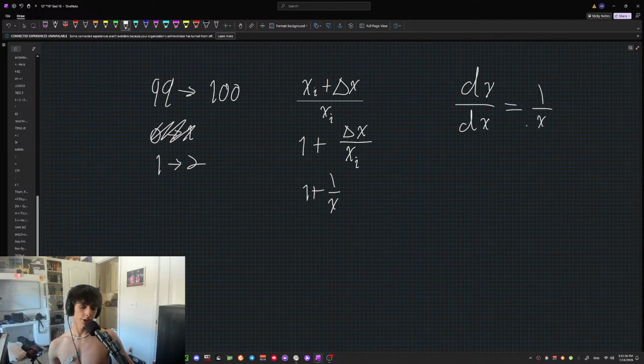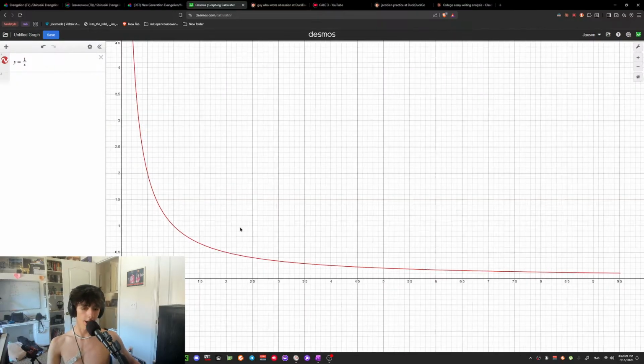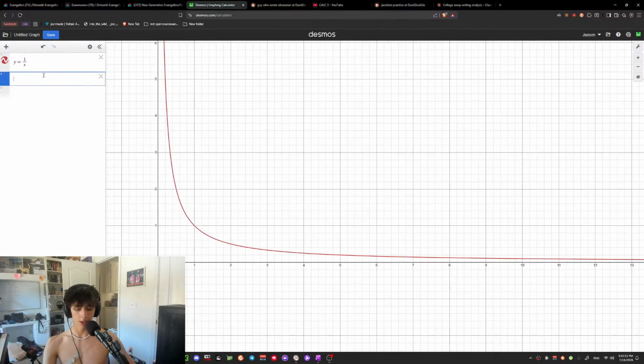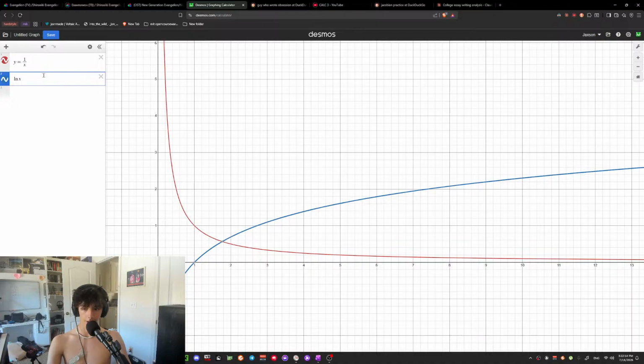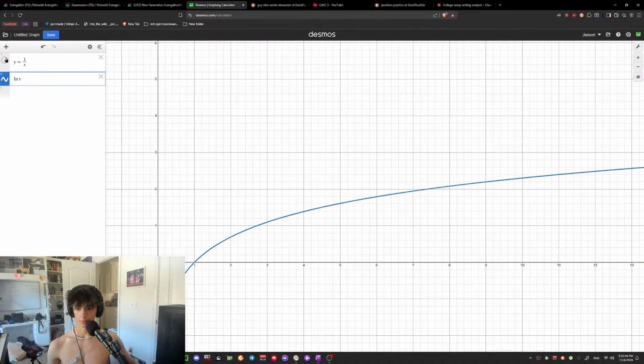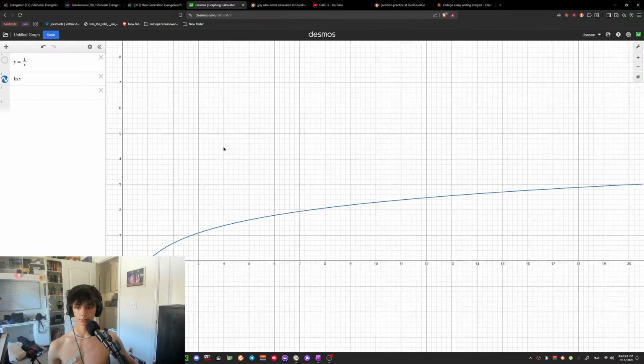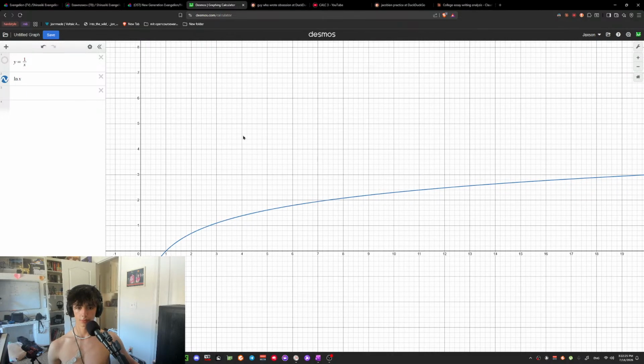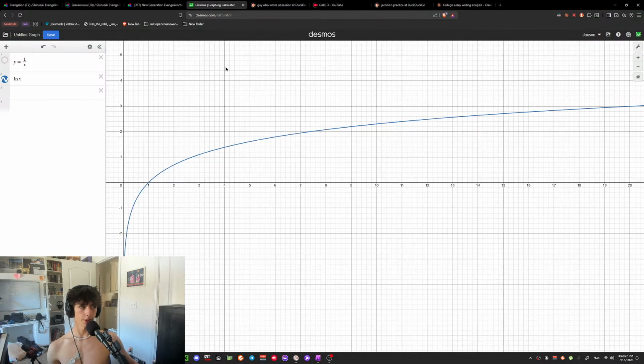Now, if we just want to get a map that shows how much we'll see something over time, like how much this changes over time, like the area under this, we can just integrate that, and then we'll get the natural log of x. So this is how we perceive stuff.